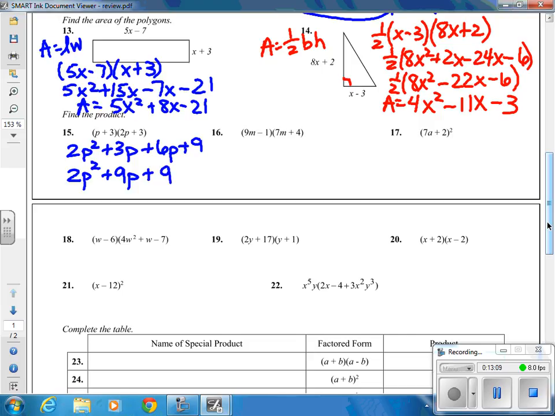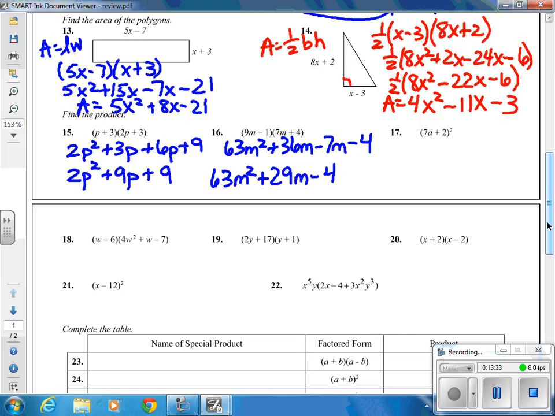For number 16, again, it's another FOIL problem. So 9m times 7m is going to give you 63m squared. 9m times 4 is going to be 36m. Negative 1 times 7m is negative 7m. Negative 1 times 4 is negative 4. Combine your middle together. So you have 63m squared plus 29m minus 4.